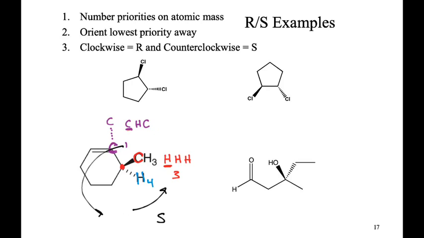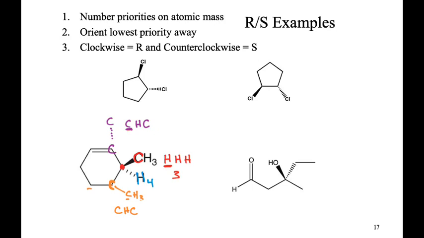Let's make this more difficult. How does this change my priorities? So now when we look at the orange one, what's it bonded to? Another carbon and a hydrogen and another carbon. Which means at this stage, by just adding a methyl group to that position, can I tell a difference in priority between orange and purple? No, so what do I have to do?